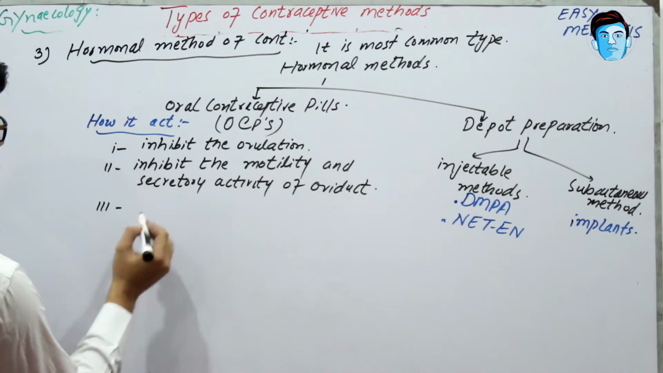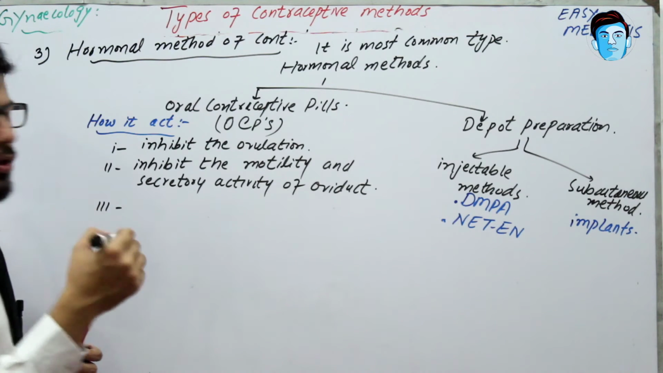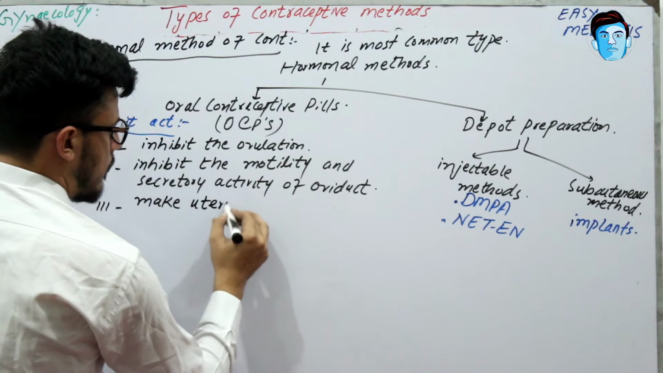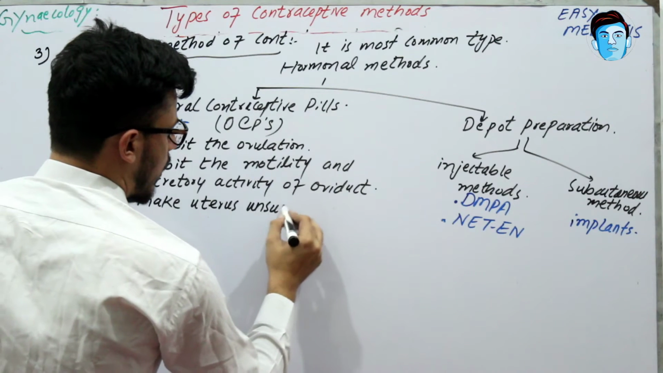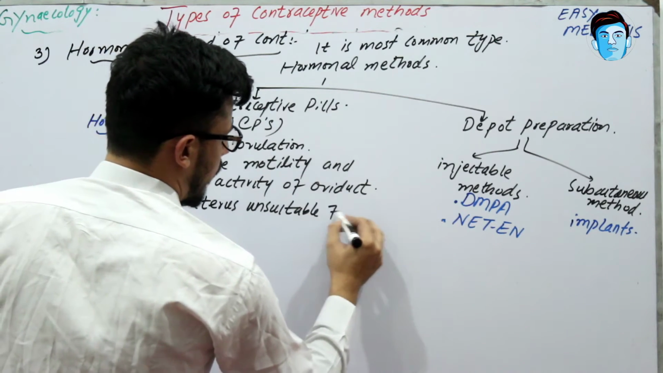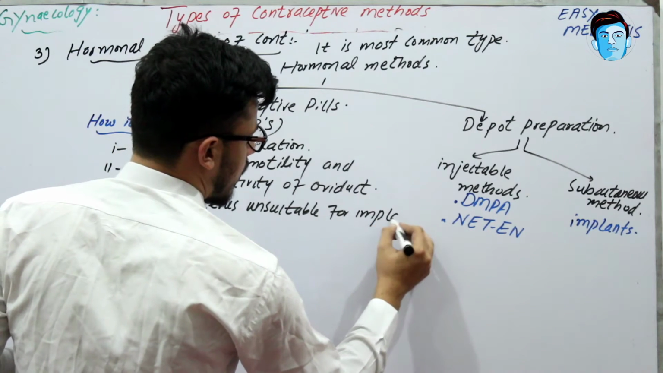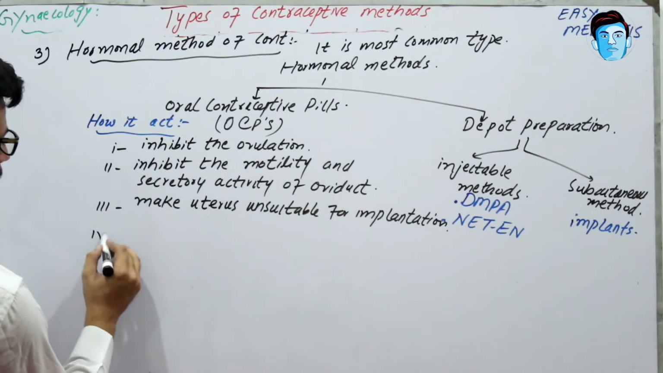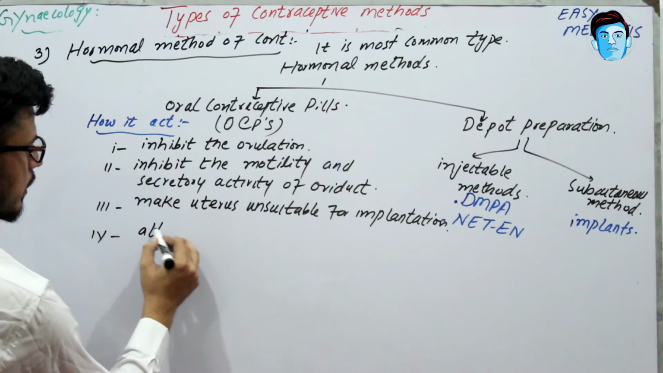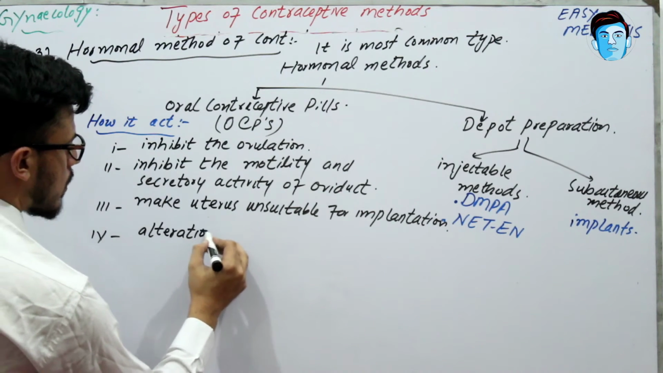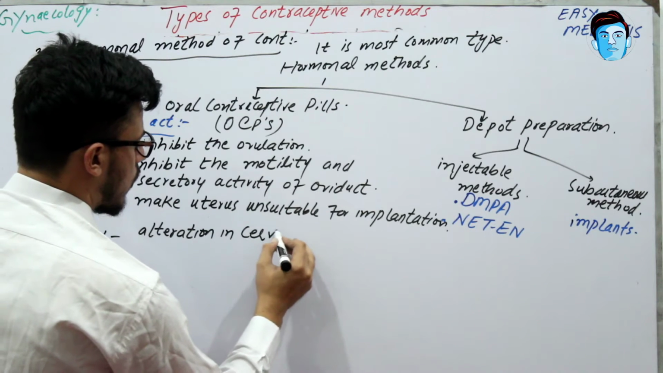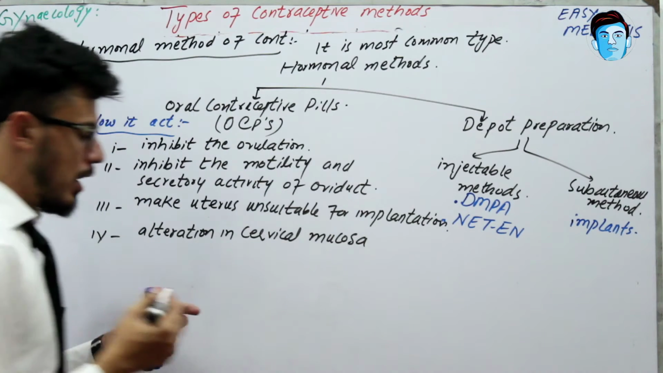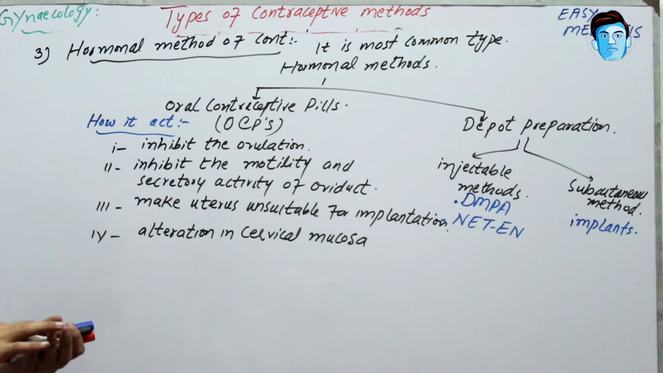Another is that it makes the uterus unsuitable for implantation. Also, it can act by alteration in cervical mucosa. So if there is alteration in cervical mucosa, the sperm is unable to enter properly.